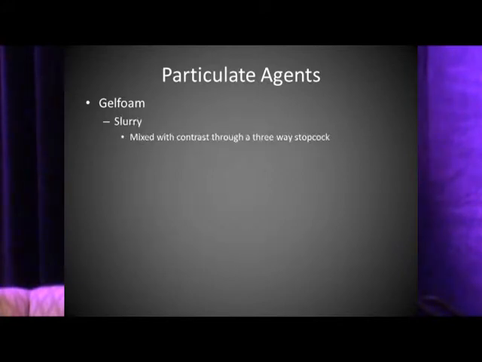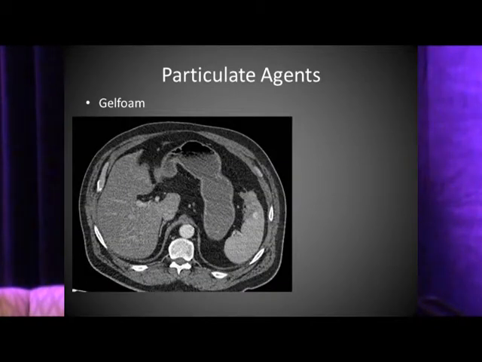A couple of ways you can use gel foam. One is a mixture through a three-way stopcock to make a slurry. This is a patient that came in through a trauma. You can see here that there's a little bit right there of extravasation seen on the CT.